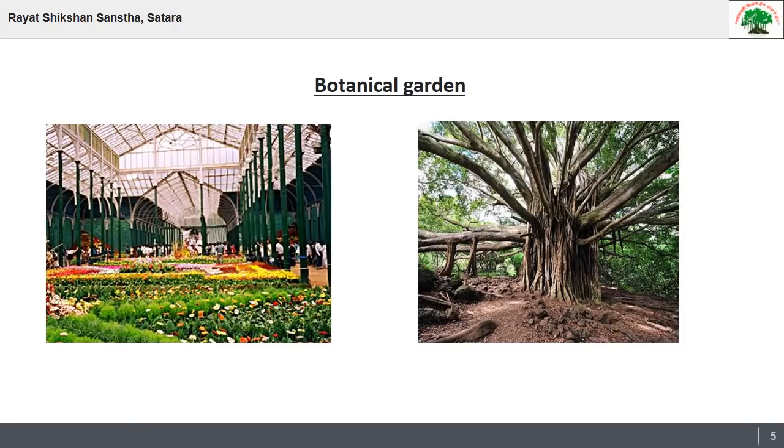These two are pictures of a botanical garden. In the first picture, you can see visitors visiting the botanical garden. In the second picture, this is a banyan tree. This banyan tree is 250 years old, and it is located in the botanical garden of Kolkata. It is very famous because it is a very old banyan tree. So these are some pictures of a botanical garden.